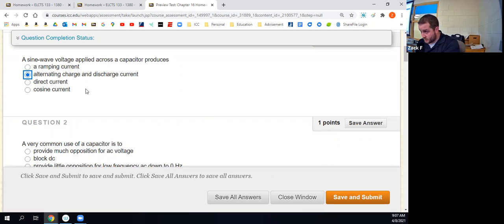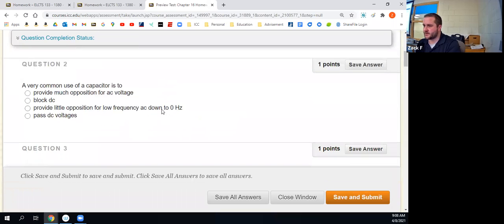So sine wave voltage applied across the capacitor produces alternating charge and discharge current. So there's going to be current going into the capacitor as it's charging, and then as it discharges, current goes the other way, right? That's what the alternating current means. A very common use of a capacitor is to block DC. You had a question sort of like that in last week's homework, right? And that's the main function of a capacitor.